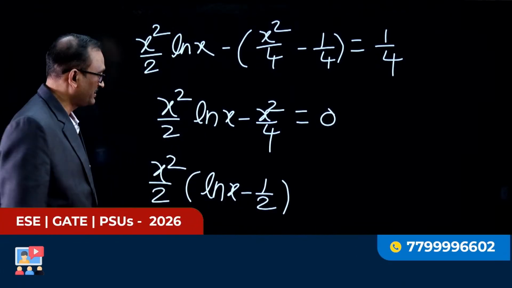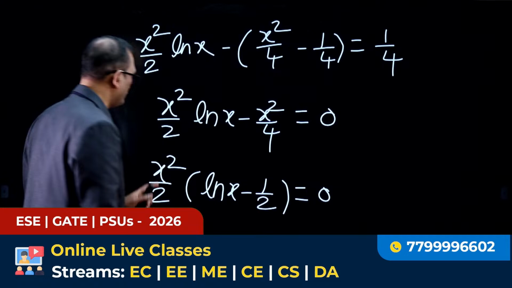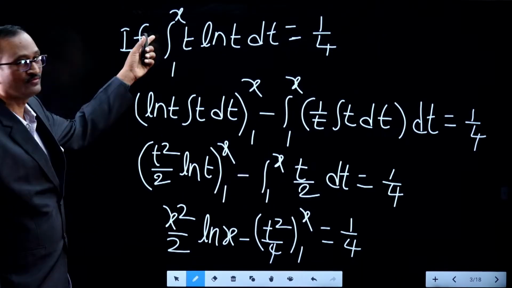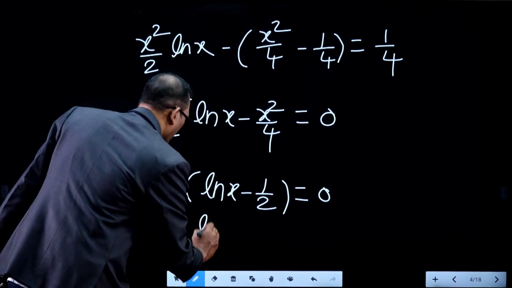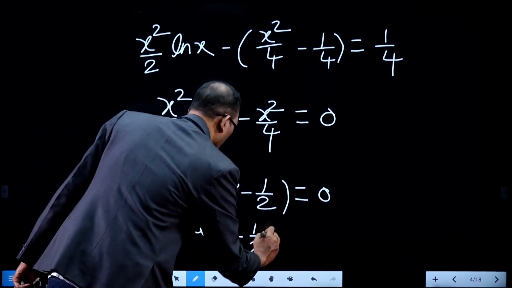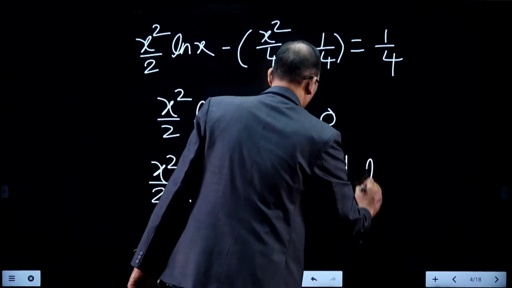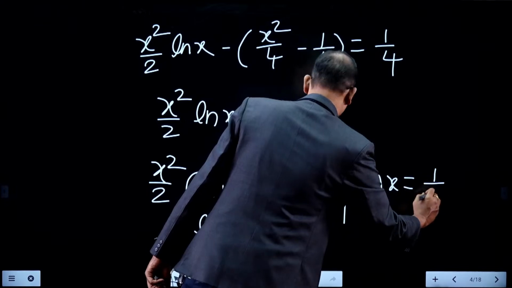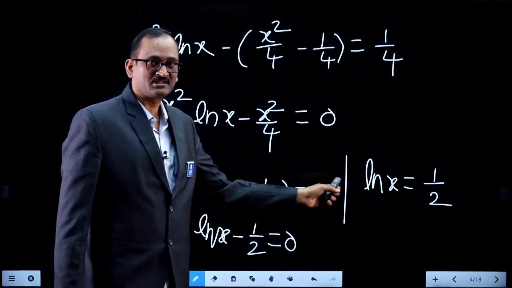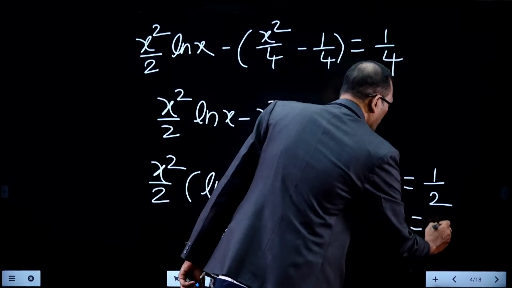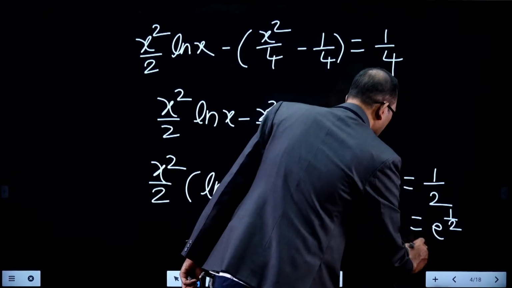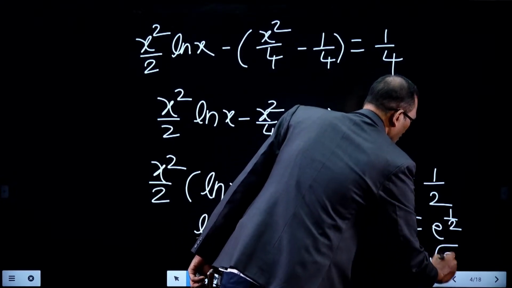If I take x square by 2 common, x cannot be 0 because integration is ranging from 1 to x, so that's why x cannot be 0. So ln x minus 1 by 2 equal to 0. From this ln x equal to 1 by 2. This is natural logarithm, ln x to the base e. So from this x equal to e to the power of 1 by 2, means x equal to root e.